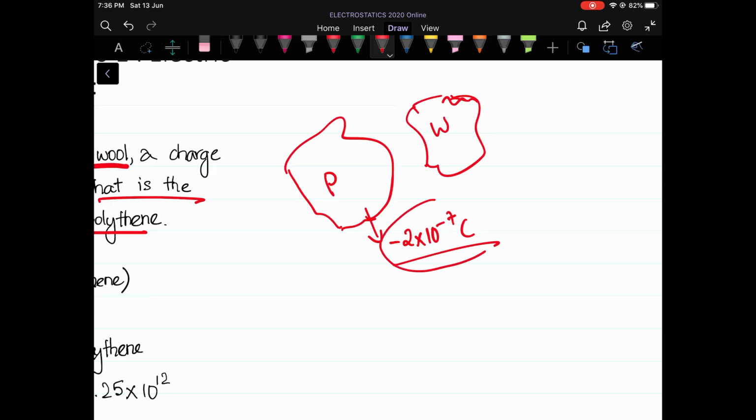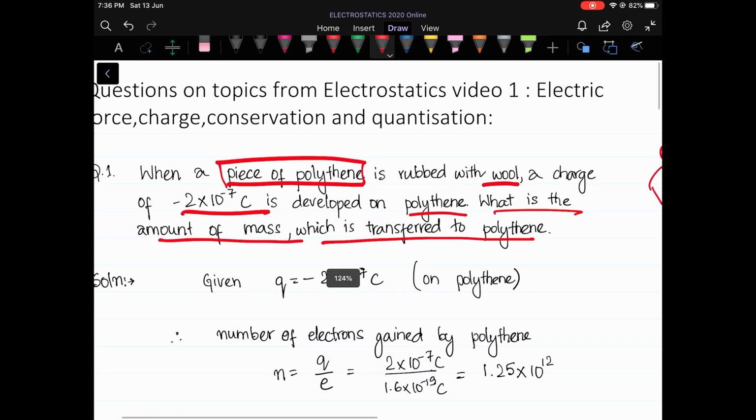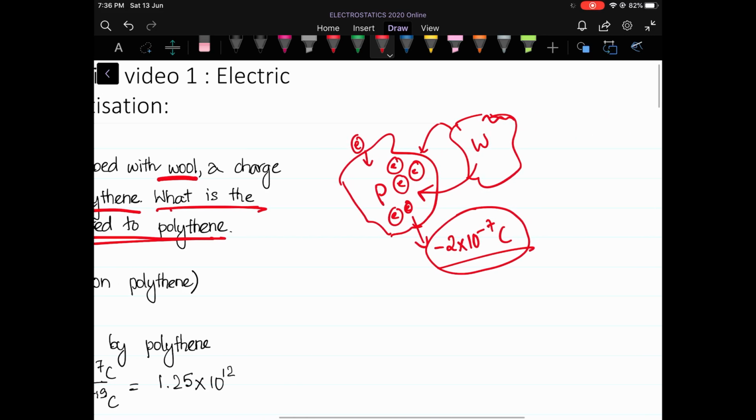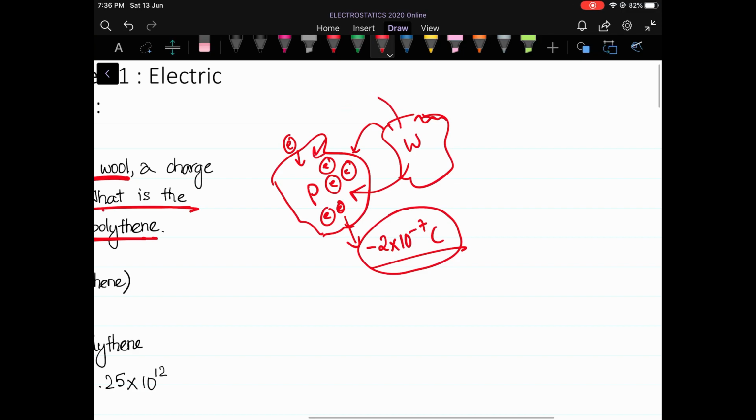Polythene gaining this negative charge means that polythene has an excess of electrons transferred from the wool to polythene. Obviously, since each electron carries mass, polythene must now be gaining mass. So the question was, what is the amount of mass transferred to polythene? In order to find out how much mass is being transferred, we have to know the number of electrons being transferred to polythene.